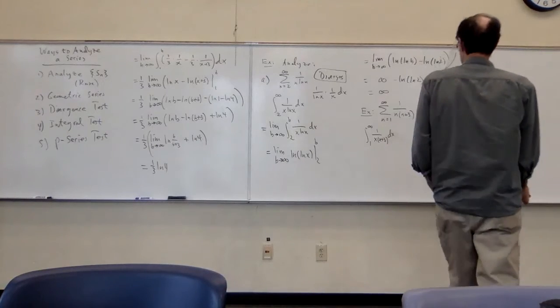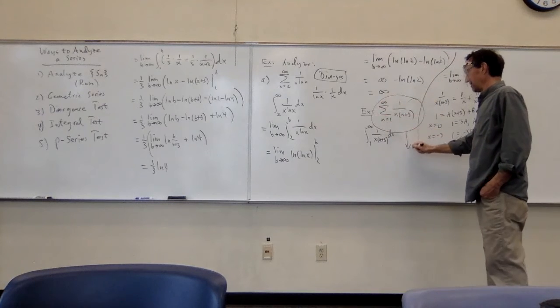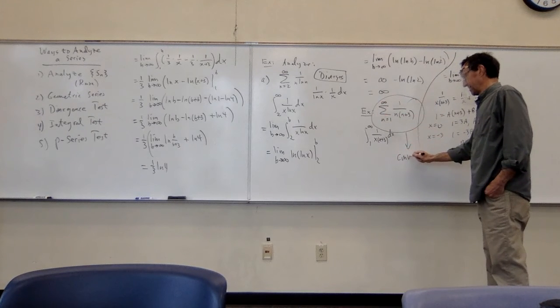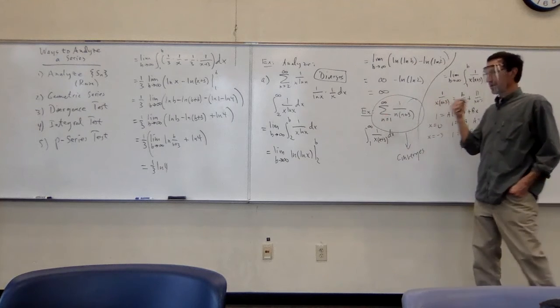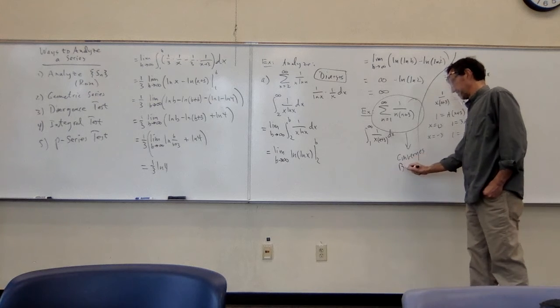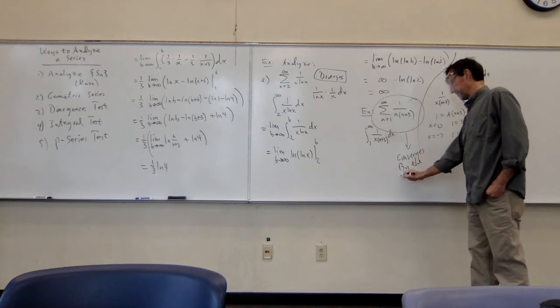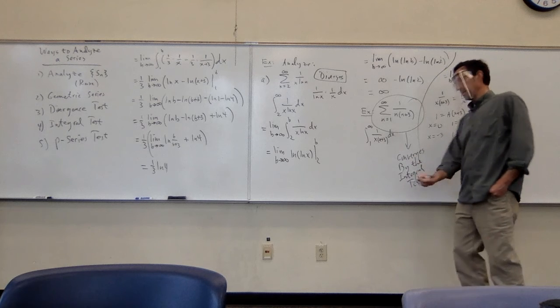What about the series? They behave the same. The integral test says we do not know the value. It almost certainly doesn't converge to 1/3 Ln4, but it does converge by the integral test. Any questions?